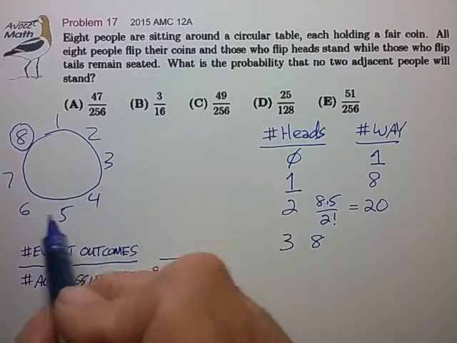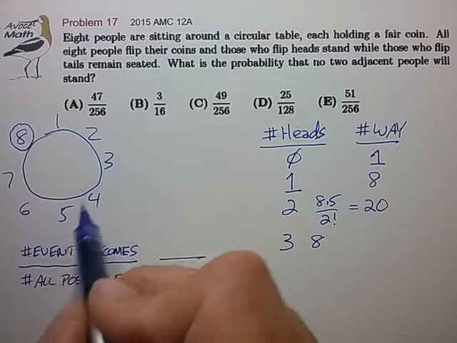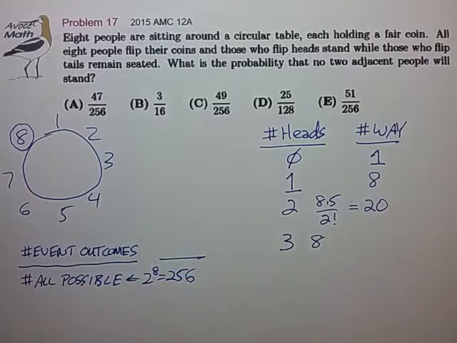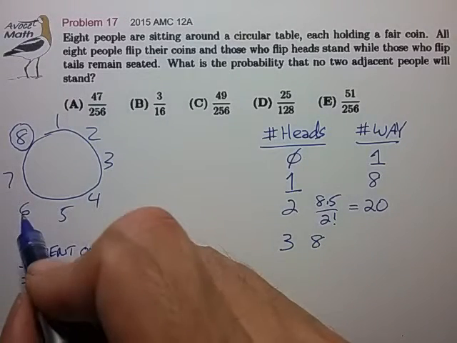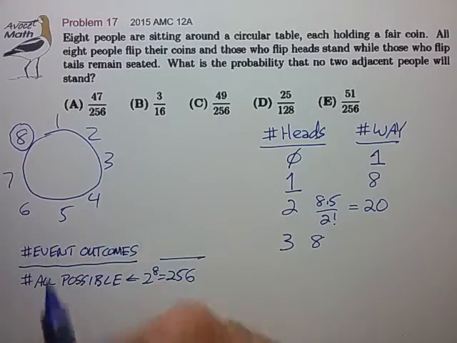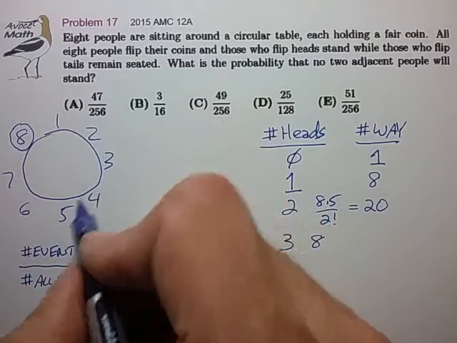So that's 5 remaining locations to place the 2 other heads. But now these 2 other heads cannot be adjacent. And that turns out to be a familiar problem pattern where, for instance, we had 5 chairs and we wanted to seat 2 people in the 5 chairs, but we don't want them to sit next to one another. And that permutation turns out to be 3 times 4.